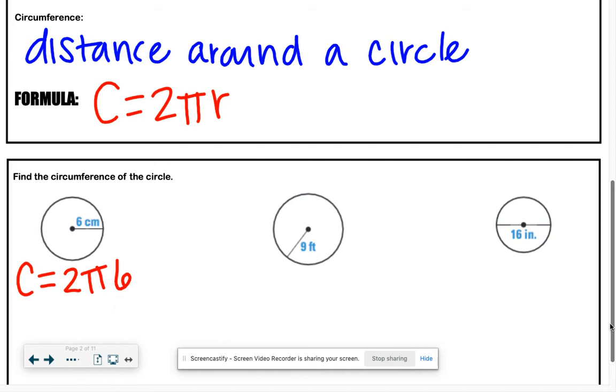Yeah? Are you okay in the back? You okay? 38-ish? That's a lot of numbers. Okay.